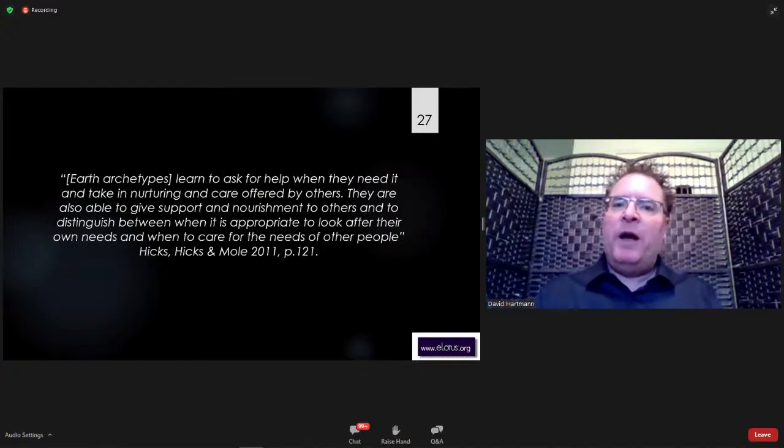Earth archetypes learn to ask for help when they need it and to take in nurturing and care offered by others. They are also able to give support and nourishment to others and to distinguish between when it is appropriate to look after their own needs and when to care for the needs of other people. Interesting statement, because the second an Earth archetype falls off any form of balance, they stop looking after themselves as much as they look after others. It doesn't matter whether we're excess or deficient, that's just what happens.